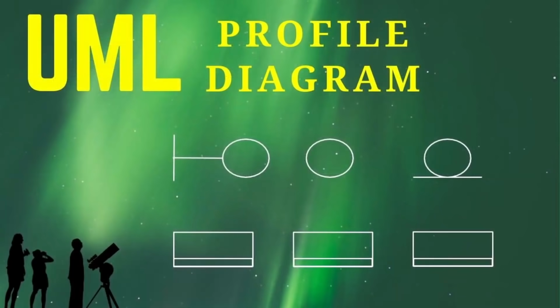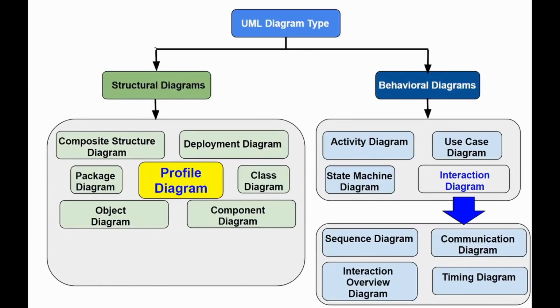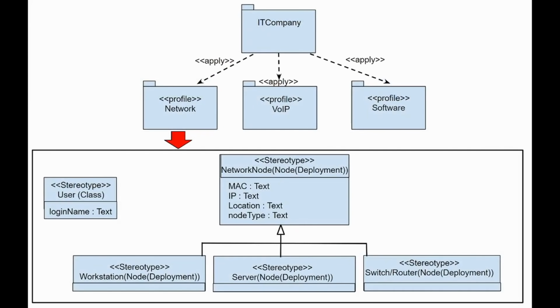Profile diagram is one of the UML structural diagrams. It is well known for providing a general extension mechanism for customizing UML models for specific domains and platforms. Profiles are defined using stereotypes, tag value definitions, and constraints that apply to specific elements of the model, such as classes, attributes, operations, and actions. A profile is a set of extensions that jointly configure UML for a specific domain, for example, aerospace, medical, or financial, or specific platforms such as J2EE or .NET.